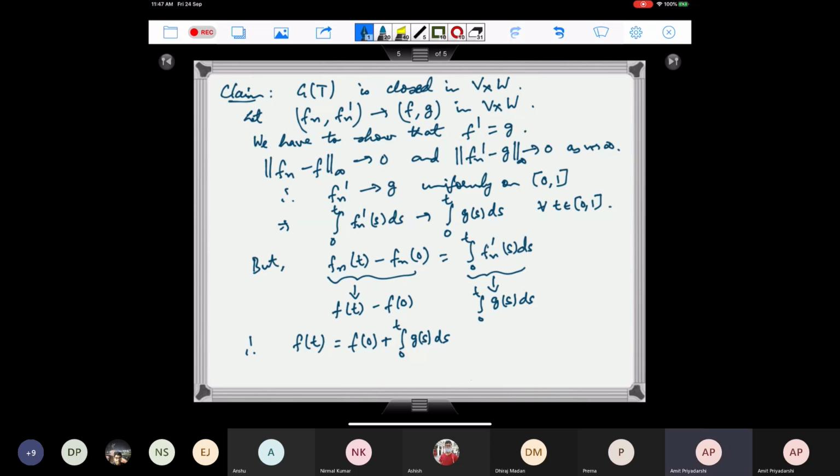So if f of t is equal to this, the right hand side here, we know this is differentiable because g is continuous, right? So this is differentiable. And what is the derivative of this right hand side? It's just g of t, right?